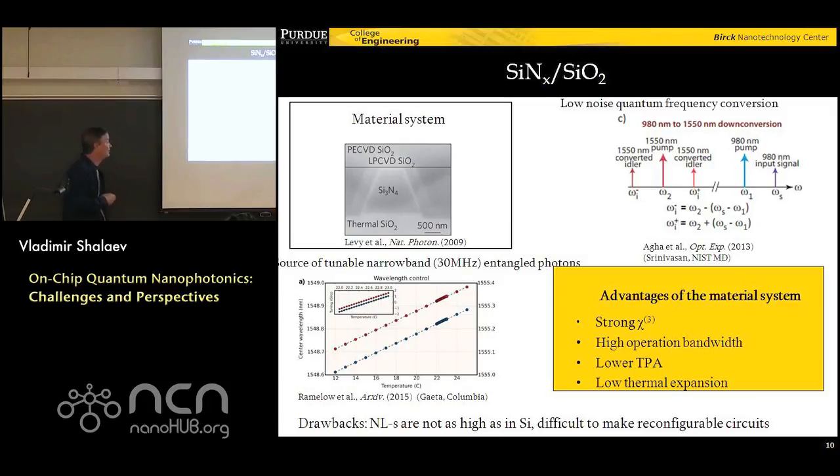In terms of drawbacks for silicon nitride, nonlinearities are not as high as in silicon, it should be mentioned, and it's somewhat difficult to make reconfigurable circuits. Anyway, silicon nitride, and people like Alex Gaeta, who moved from Cornell to Columbia, are pursuing this direction. It's indeed very promising, and it's compatible with silicon. So I should say this is indeed a very promising direction to go, although it doesn't solve all the problems on its own.